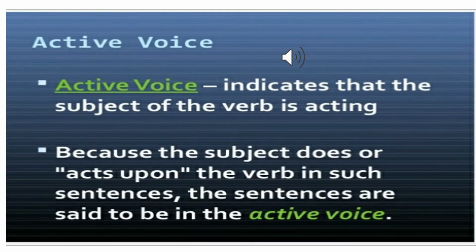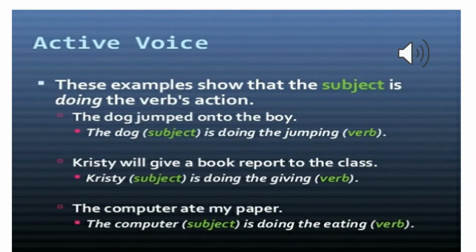When the subject of a sentence performs the verb's action, we say that the sentence is in the active voice. Sentences in the active voice have a strong, direct and clear tone. Here are some short and simple examples of active voice. The first sentence, the dog jumped onto the boy.